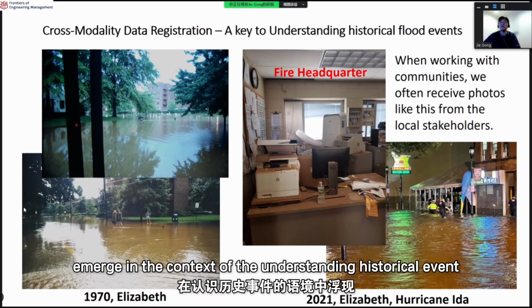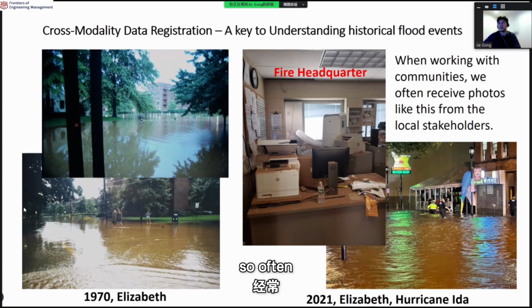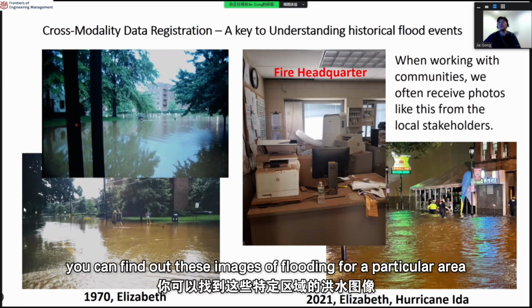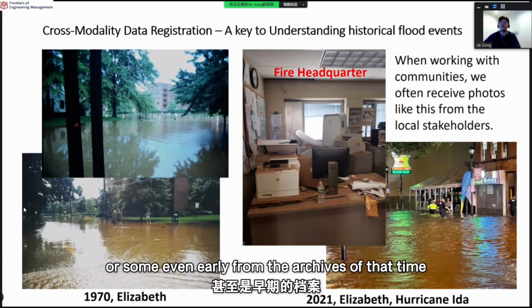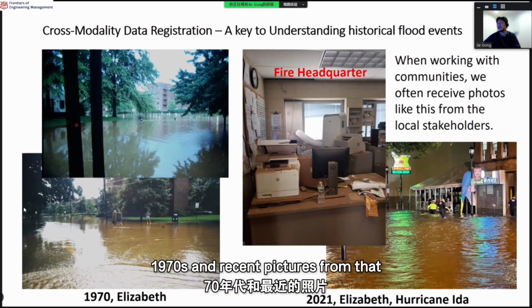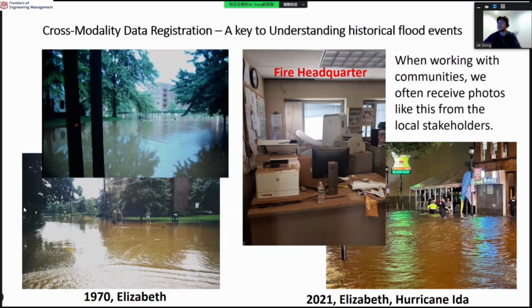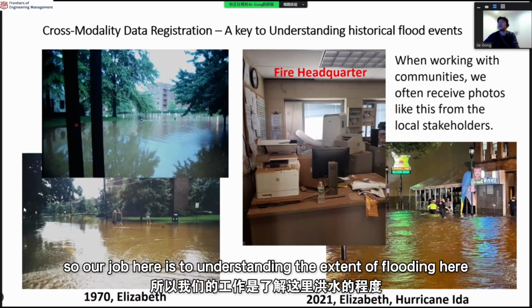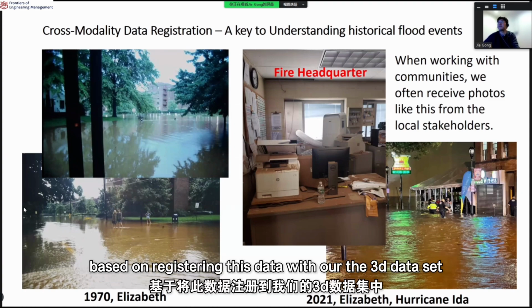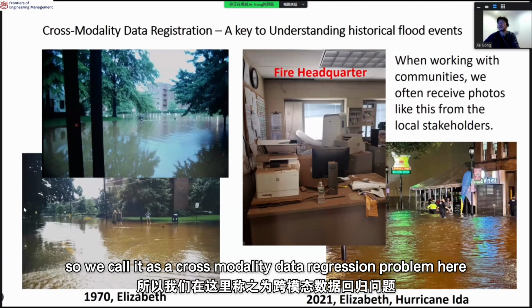That means the data captured by different platforms, but you want to align them. This often emerges in the context of understanding historical events. You can find images of flooding for a particular area on the internet, or some even from the archives of the 1970s, and recent pictures too. Our job is to understand the extent of flooding by registering this data with the 3D dataset we collected. So we call it a cross-modality data registration problem.